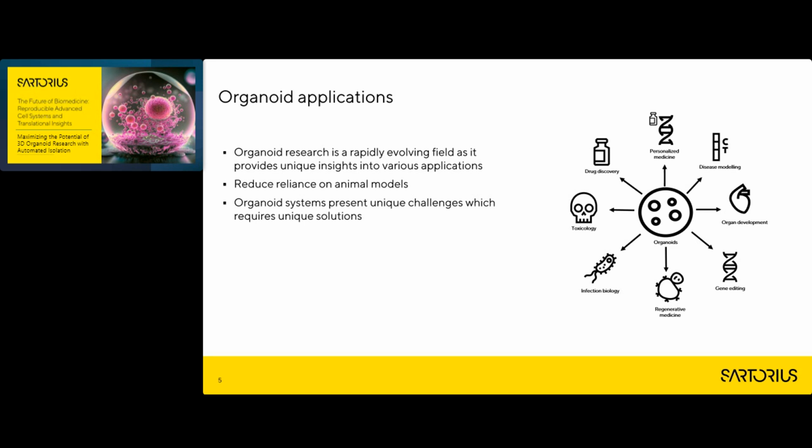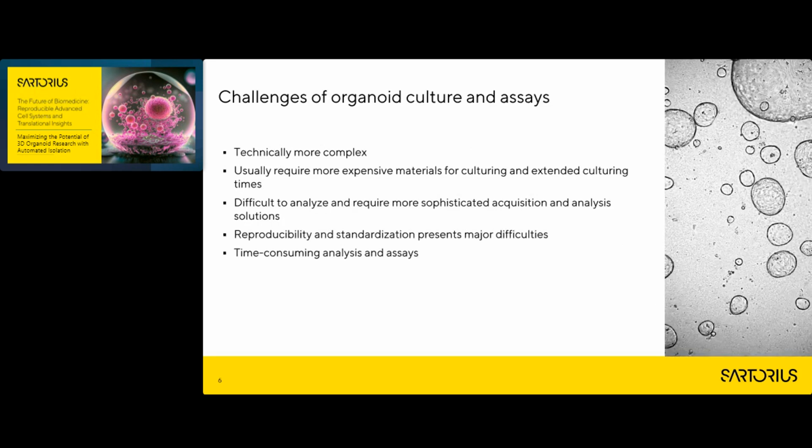However, like with any pioneering field, the organoid system presents unique challenges. So what are some of these challenges? Organoids are technically more complex than traditional 2D cell cultures, and therefore they necessitate a deeper understanding of cell biology and more sophisticated techniques for culture and maintenance. This complexity can present a steep learning curve for researchers new to the field.